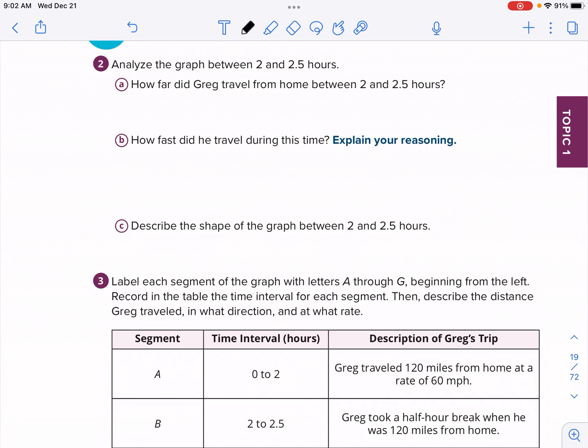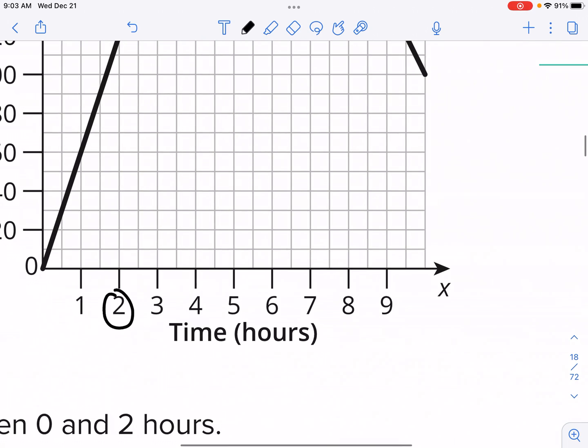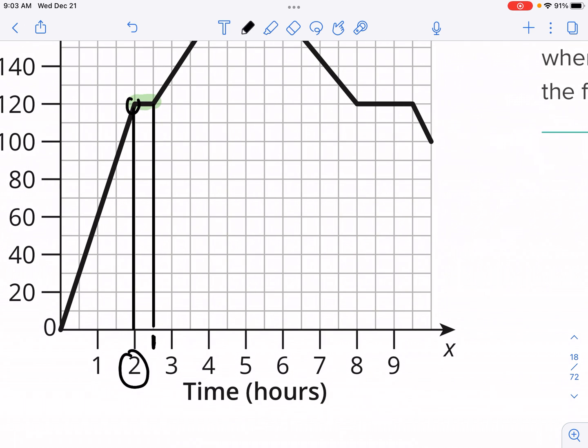So 392, number 2, analyze the graph between 2 and 2.5 hours, and we're answering some questions from there. So this right here is 2, 2.5 is right here. So we're going to be judging it from this part essentially to this part. Now, although I draw these lines, what I'm really focusing on is this horizontal line. Well, we're saying at 2 hours, Greg is 120 miles away, and at 2.5 hours, he's also 120 miles away. So, think about that. If you're 120 miles away at this time and 120 miles away from your home at this time, has anything really changed?